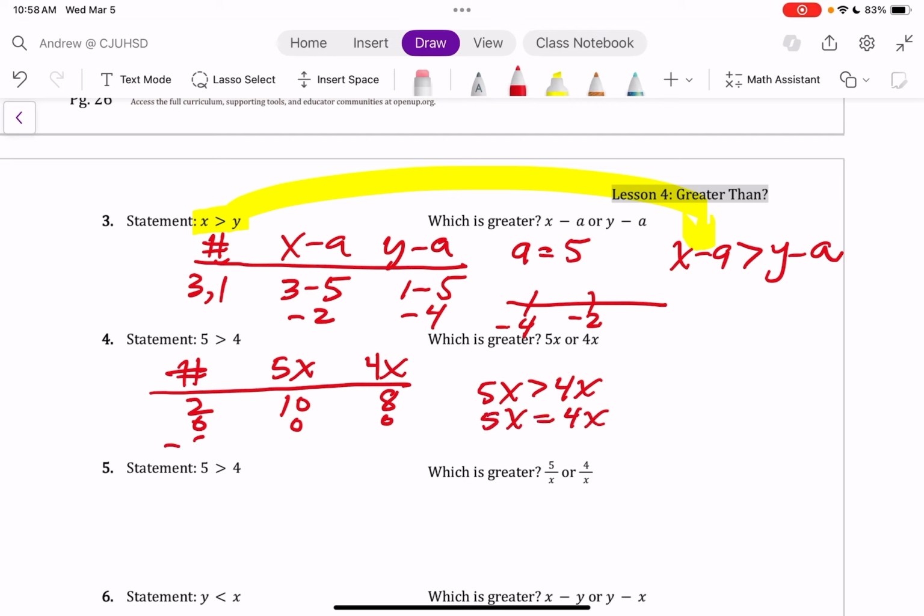And finally, let's try a negative number. -10 and -8. So now remember, on a number line, -8 is to the right of -10. So that means that 5x is actually smaller than 4x. The inequality flipped around the other way.